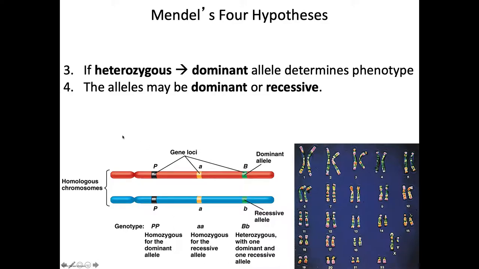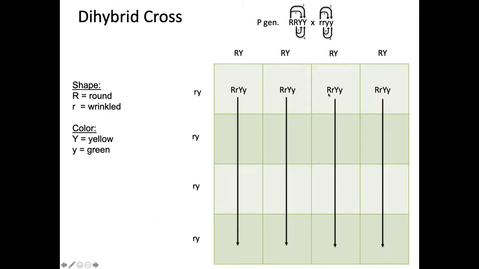And then this fourth one, well, we already know that alleles could be dominant or recessive. Okay. So we talked about monohybrid crosses, where you are looking at one character. And then here, for the dihybrid cross, we are actually looking at 2 characters.